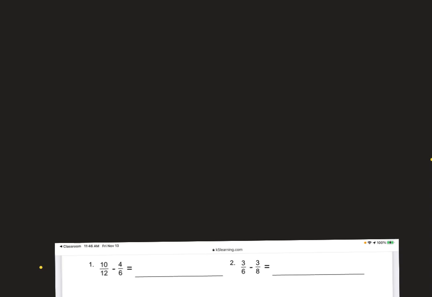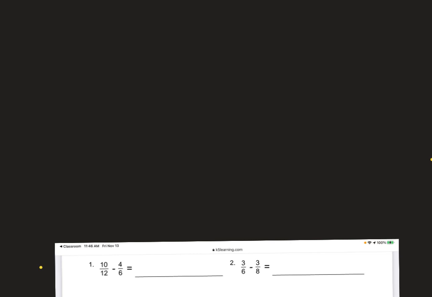Today we're going to subtract fractions. Last week we worked on simplifying, we worked on converting mixed to improper, improper to mixed, and then we started adding fractions and mixed numbers. So let's review, and then today's lesson we're going to focus on subtracting.